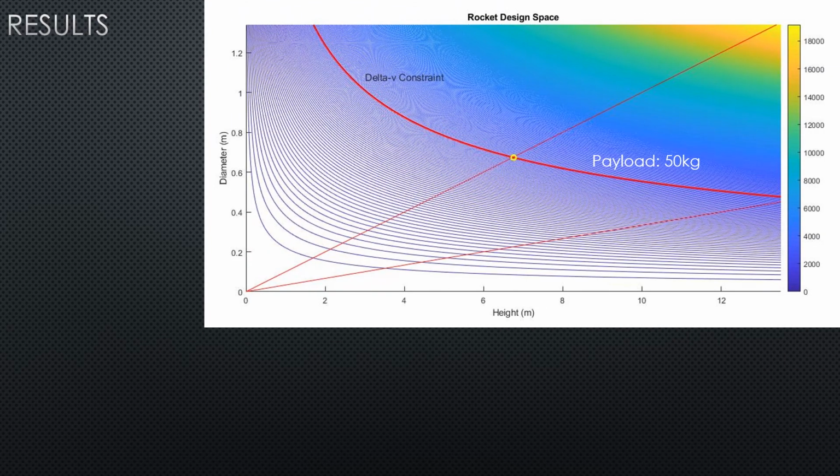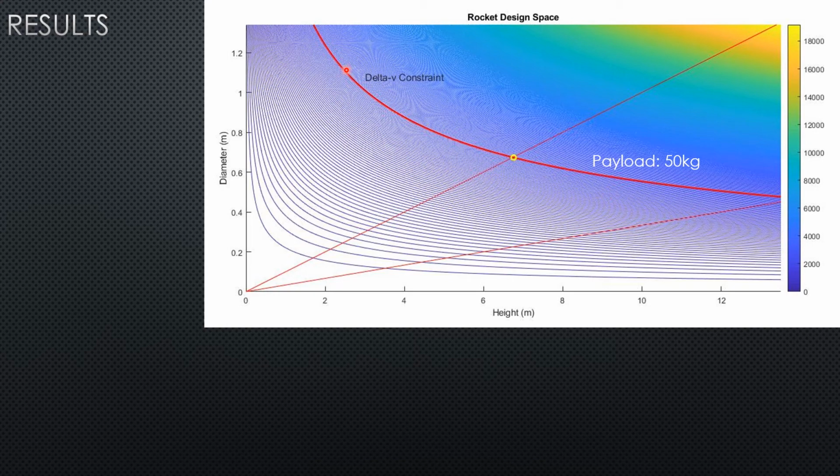Finally, here are my results. Here the design space has the height and the diameter on the x and y axes. The contours are our fitness function, the mass of the rocket, 0 down in the origin and increasing up to the right. The red lines are the constraints. These two are aspect ratio constraints to make sure our rocket isn't too short and fat or tall and skinny. And the curve is the delta V constraint, which is what we're most concerned with.